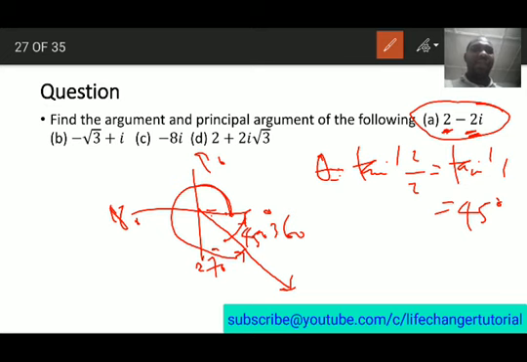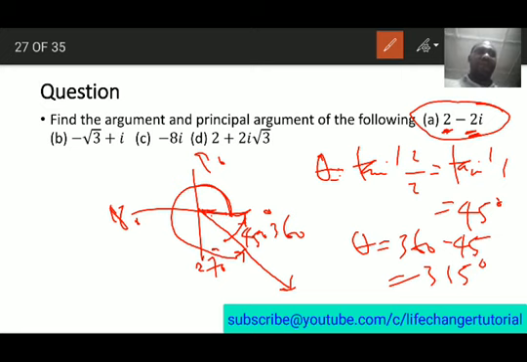So it means that our argument theta in the real sense is equal to 360 minus 45 degrees. Remember, going clockwise from the positive x direction. Okay, so it's 360 minus 45 degrees, which is equal to 315 degrees. You can convert that to radians to get the answer.